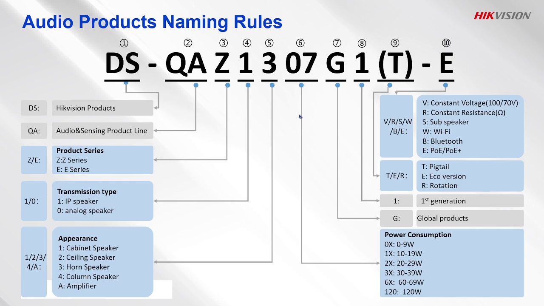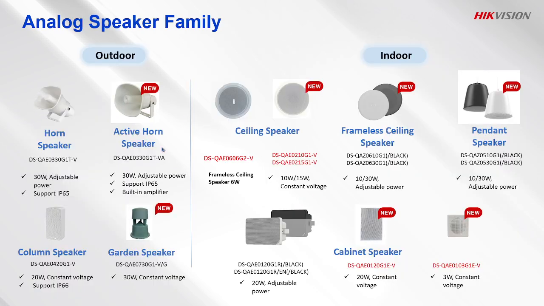Then we look at the amplifier, then the capacity, then the interface. Then we also look at the power consumption. So in the family, this is the variation.